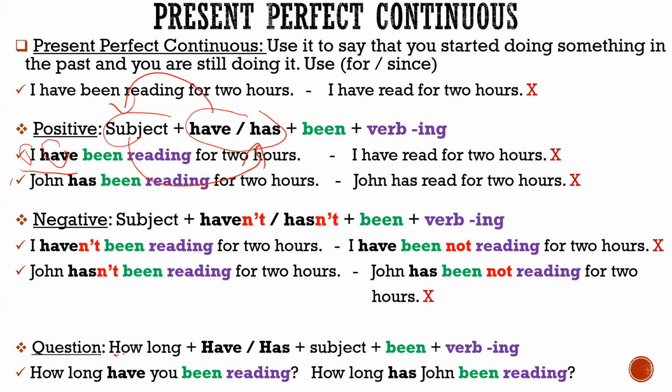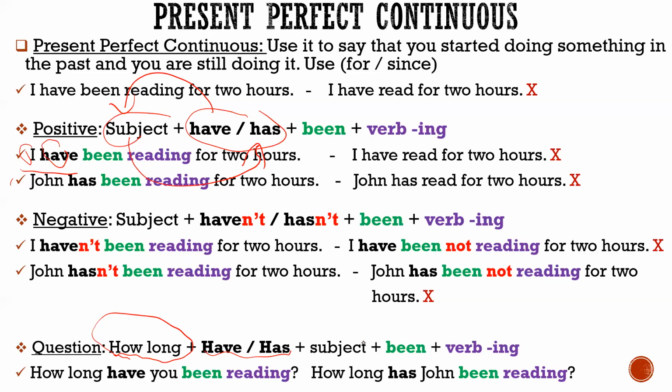Or sometimes you want to use how long. Okay, I have been reading for 2 hours. How do you ask? How long have you been reading? For how long? 2 hours. Okay, so how long, have or has, the subject, then what? Been and verb ing. Okay, how long have you been reading? You have been reading. How long have you been reading? Just change the places. Or how long has John been reading?